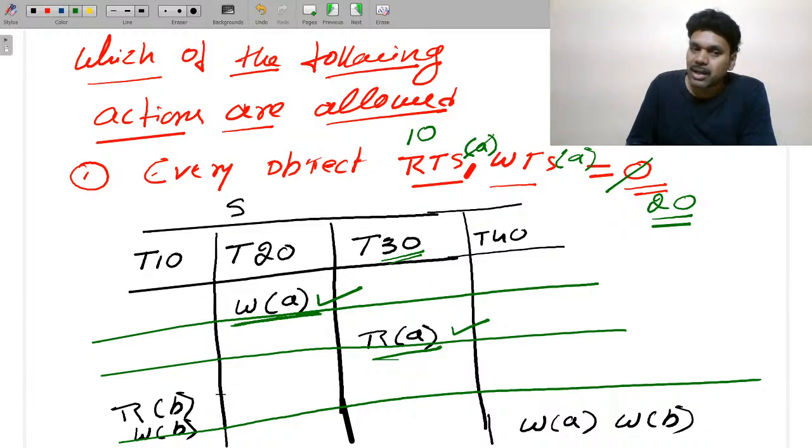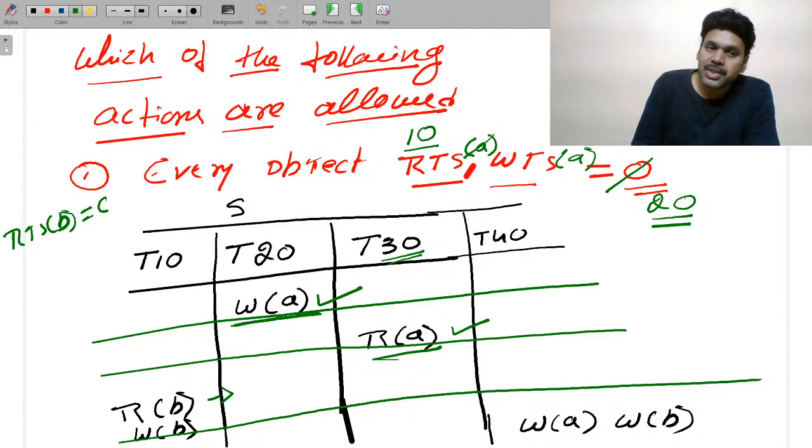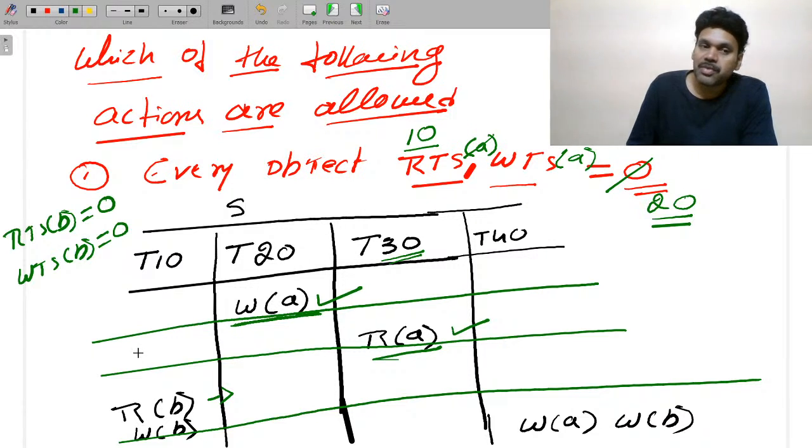So I am coming back like this. RTS of B. Don't think that B's values consist of 10 and 20. Again, you need to take care of that. RTS of B is equal to 0. WTS of B is equal to 0, because every timestamp value is going to start with 0 only. Therefore, as you are requesting for the B object, it is no problem. RB is allowed, WB is allowed.